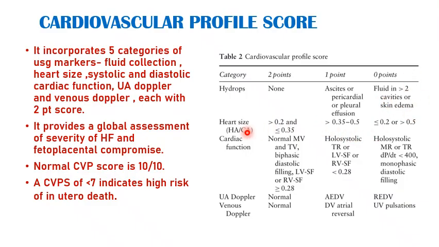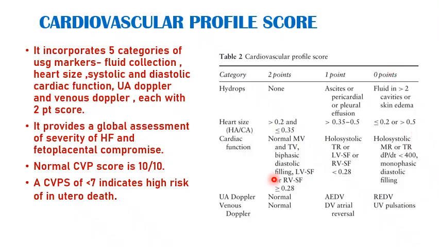Similarly, for heart size, we can check the cardiothoracic ratio. If it is between 0.2 and 0.35, then 2 points. If it is 0.35 to 0.5, then 1 point. If it is less than 0.2 or more than 0.5, then 0 points.